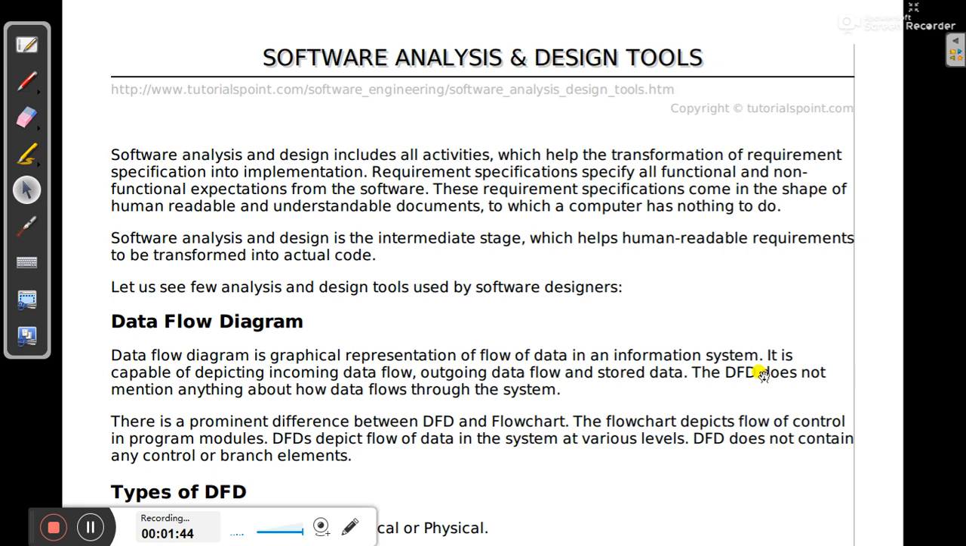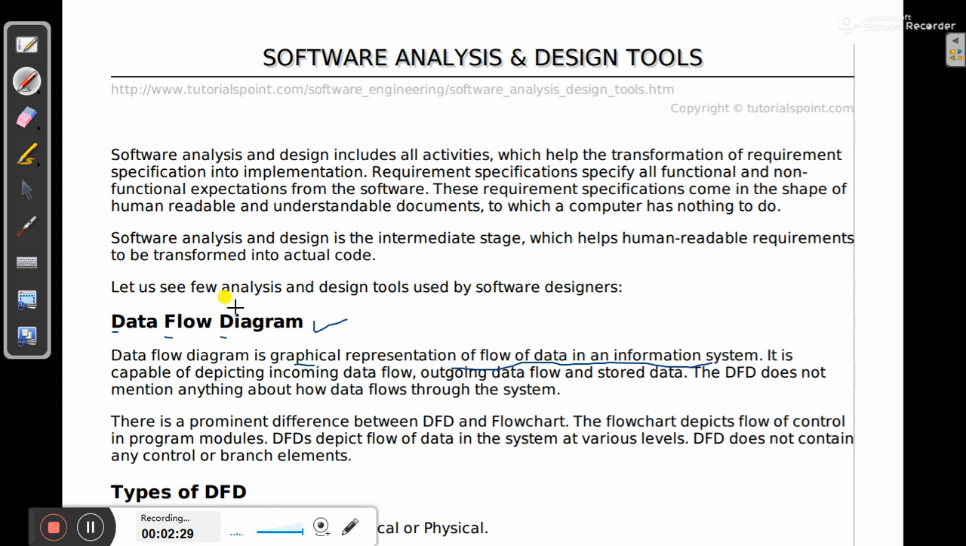And there are various techniques that we can use to analyze the system and the way we can design the system so that it can be converted to the actual code. Now first, you can see here, the first name itself starts with data flow diagram, or in short you can say DFD. And data flow diagram is basically a graphical representation of flow of the data in an information system.